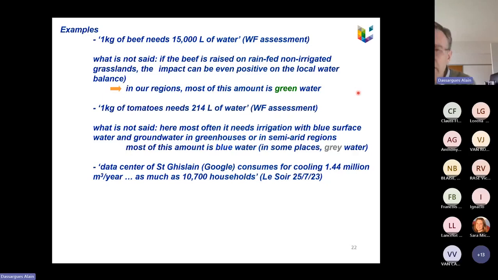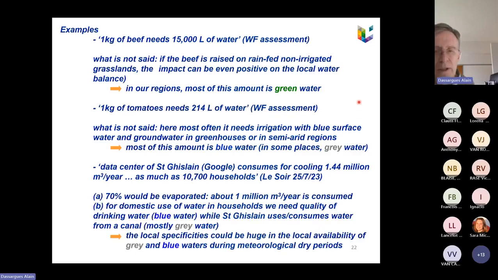Okay, we have to look at that a little bit more in detail. In fact, if you look at what they are doing, 70% would be evaporated. It's a lot. So it would be better to re-inject more hot water into the environment than to evaporate a big part. When you evaporate a big part, it means that it is leaving the local cycle. So about 1 million cubic meters is consumed. So it means that this is leaving our balance in our local basin.